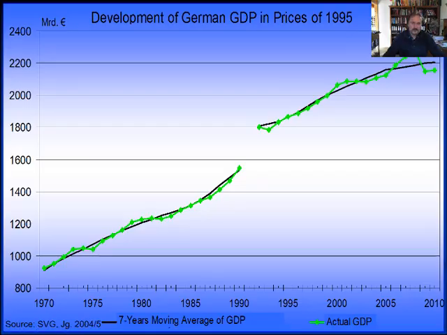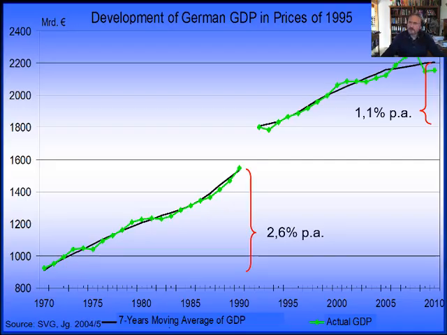The diagram reveals that the slope of the development of real GDP until the German unification, this line segment here, was significantly steeper than afterwards. Accordingly, if we calculate the yearly GDP growth rate, we receive 2.6% for the first 20 years on average and 1.1% thereafter.